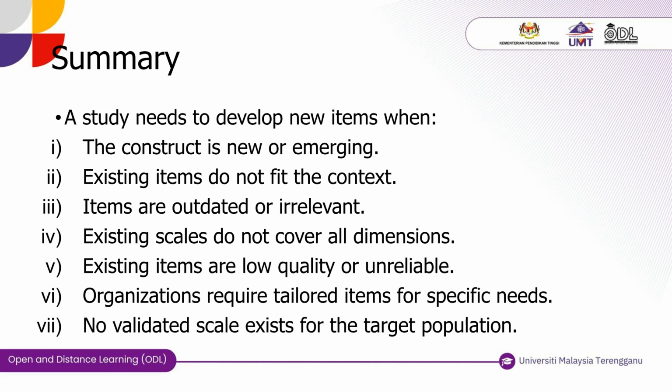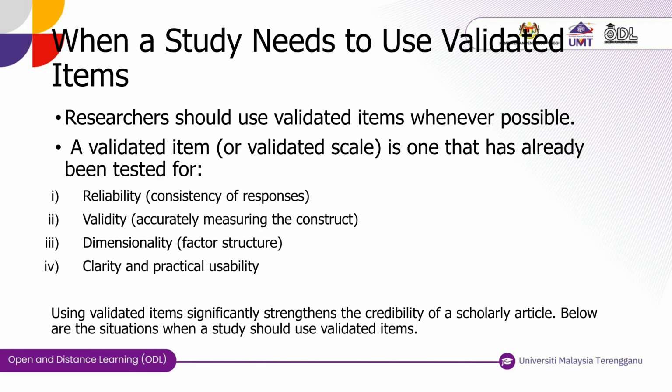In summary, a study needs to develop new items when the construct is new, existing items don't fit the context or are outdated, existing scales are incomplete or unreliable, organizations need tailored items, or when no validated scale exists for the target population. Conversely, researchers should use validated items whenever possible.